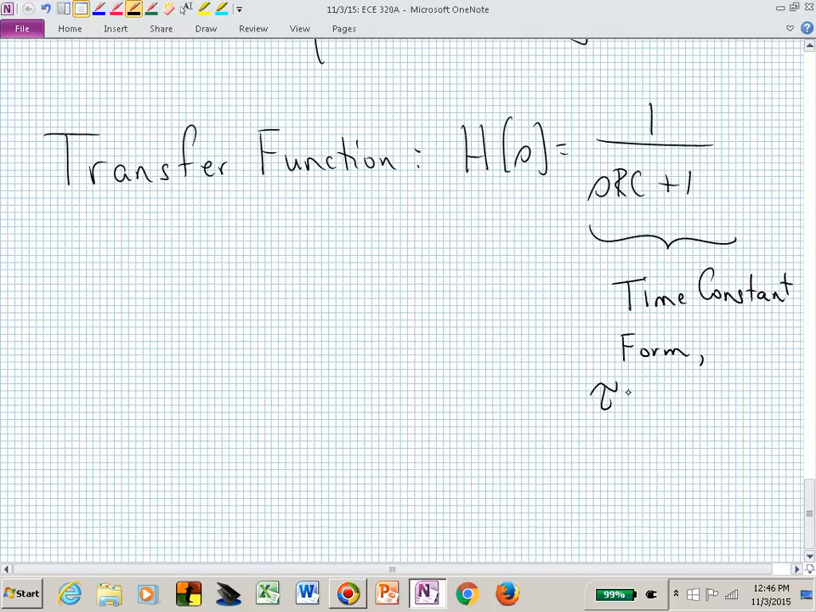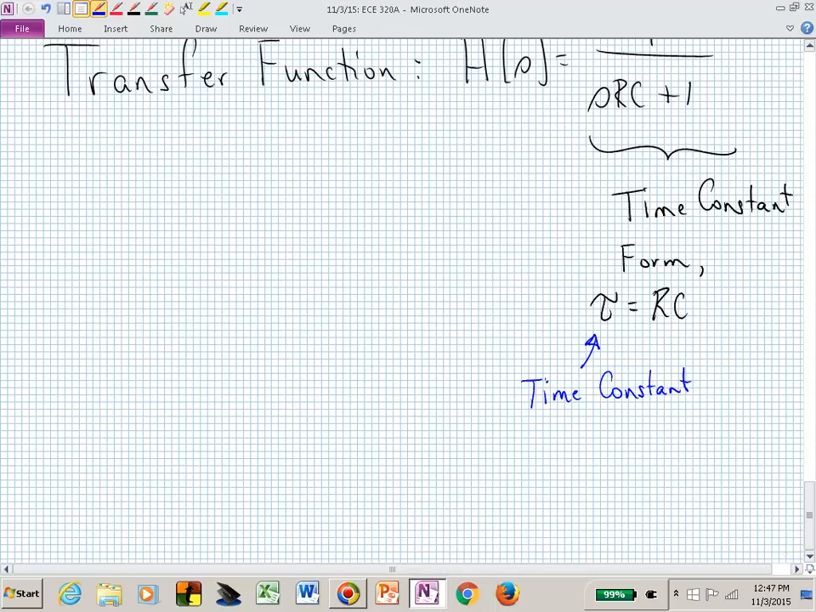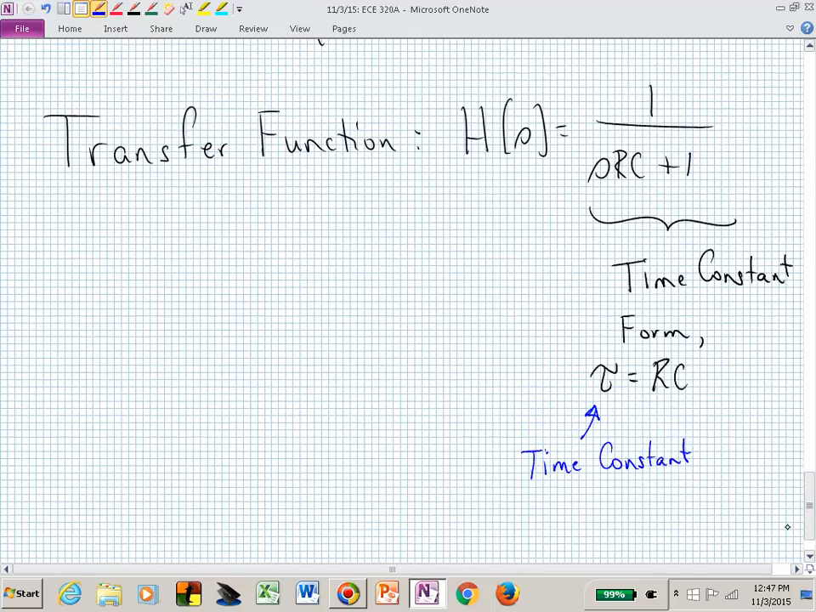And our time constant, tau, is what's scaling the s. Tau is RC, where tau is our time constant. The time constant form of that transfer function can be contrasted with a pole zero structure, or pole zero form, of the transfer function.